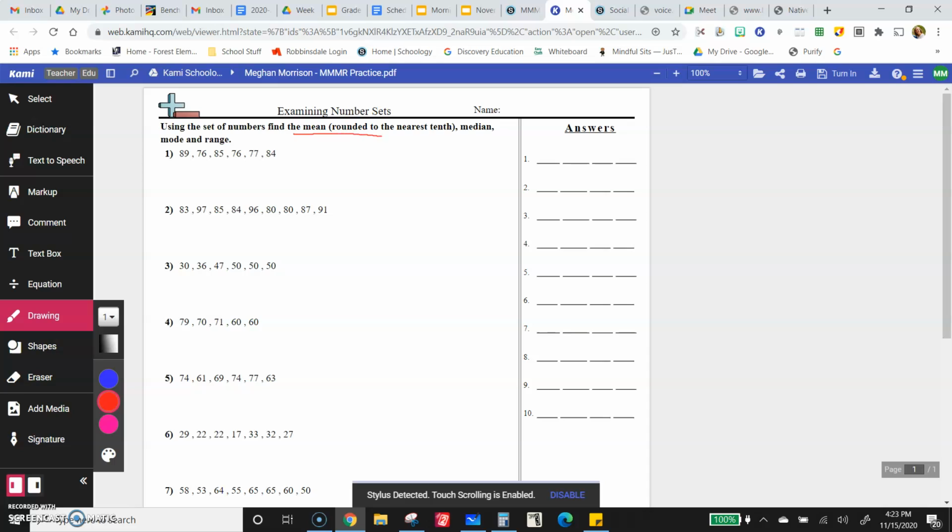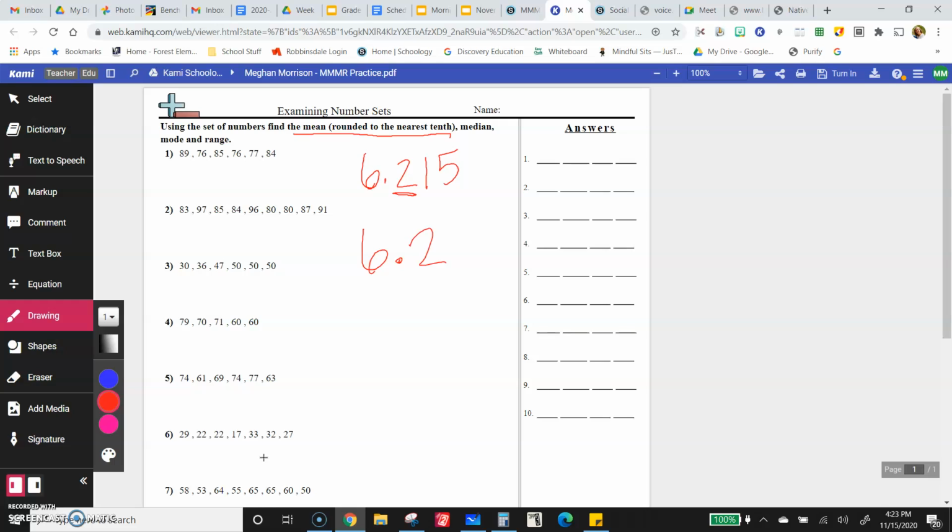find the mean rounded to the nearest tenth. Sometimes you get a number like 6.215. Okay, so essentially just write one number after the decimal. Technically, you want to look at this one and see, should I round this number up or down? We haven't gotten to rounding decimals, so you don't have to worry too much about it. But essentially, just write the decimal and one number after, if that's what it tells you on your calculator.